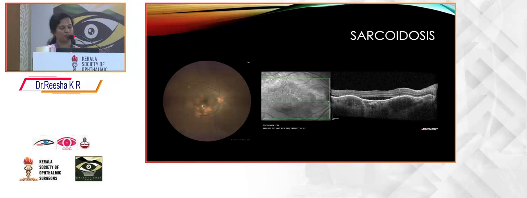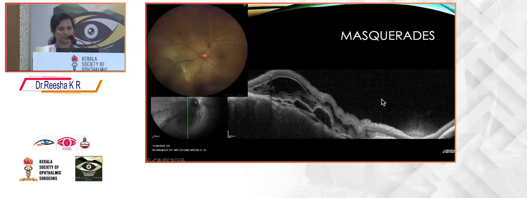See, it's a case of sarcoidosis with multiple sarcoid granulomas, choroidal granulomas, showing these elevations of RPE localized with fluid detachment. This was a case of masquerade, CA breast with choroidal metastasis. Again shows elevated RPE with the fluid detachment. No signs of any inflammation.